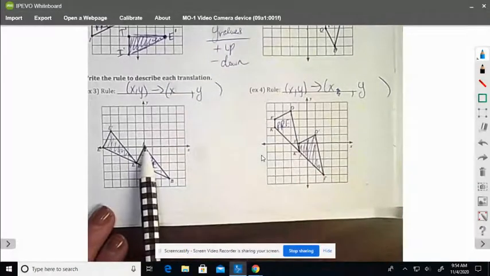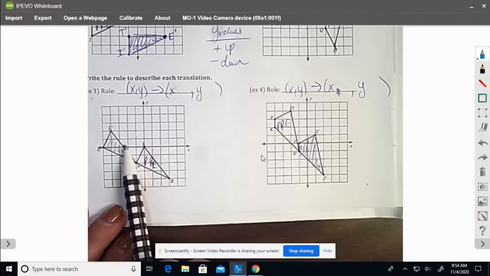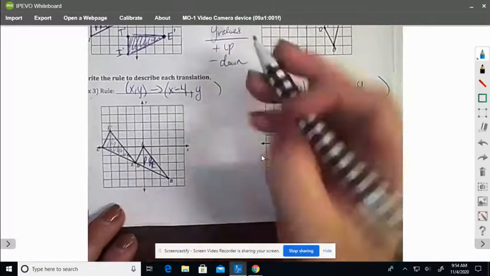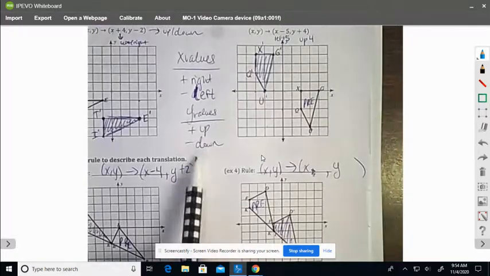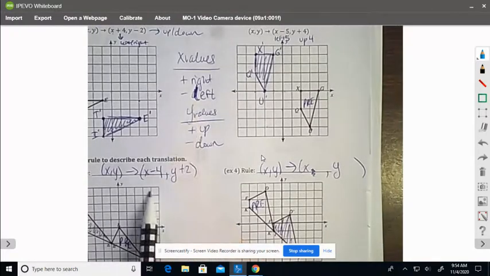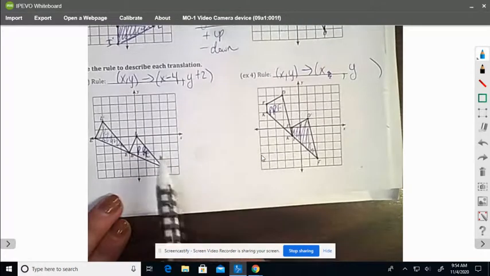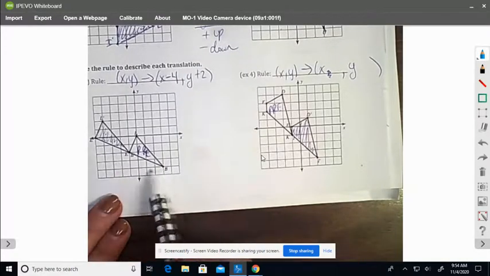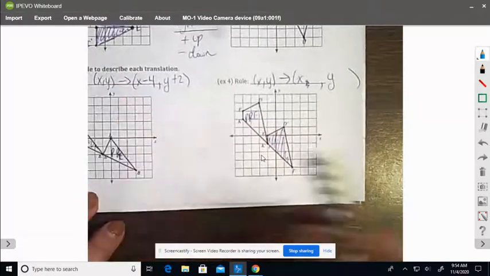So I'm just going to look at one point. So I'm going to look at L. I want to see how I get from this L to L prime. So I go left 2, 4. So that means I need to do minus 4 here. And then I go up 2. Left 4, up 2. If I want to go left, that's negative on the X value. So minus 4 for the X. If I want to go up, it's plus for the Y value. So plus 2. Just make sure my other points do the same thing. Left 4, up 2. Good. Left 4, up 2. Perfect. So that's my rule. That's finished.